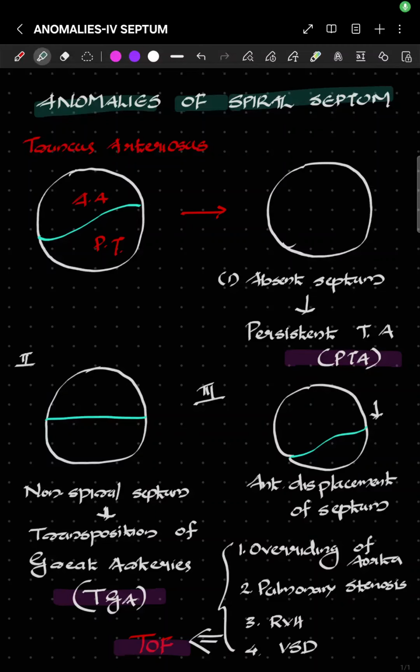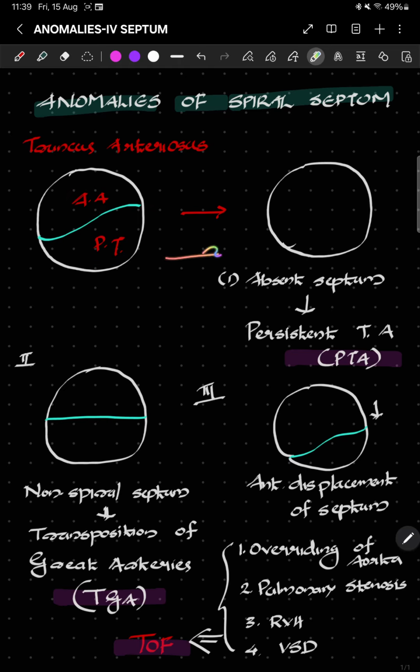So let's discuss the various anomalies associated with the development of the spiral septum, or the aorticopulmonary septum. We all know that at the region of the truncus arteriosus there is a development of a spiral septum, and this spiral septum will be separating the arch of the aorta from the pulmonary trunk. This is the spiral septum.